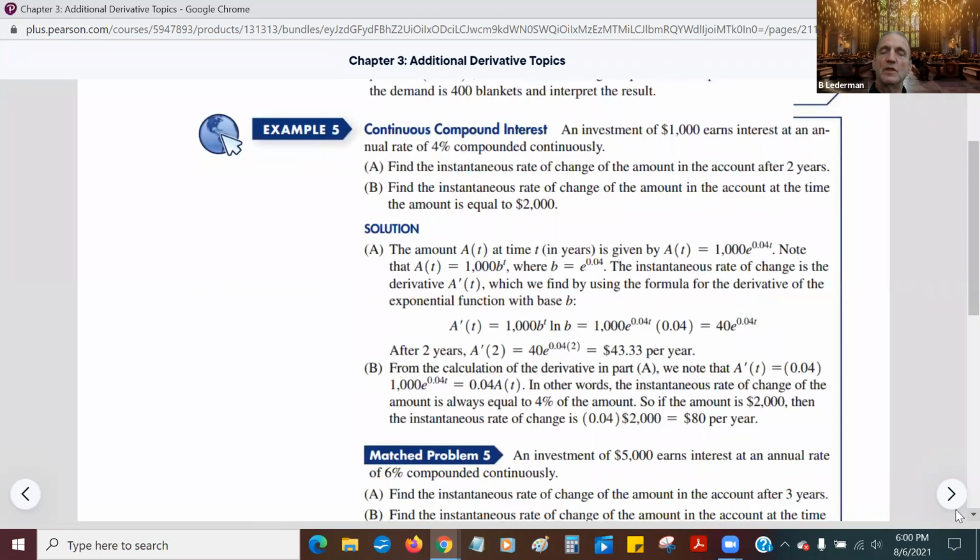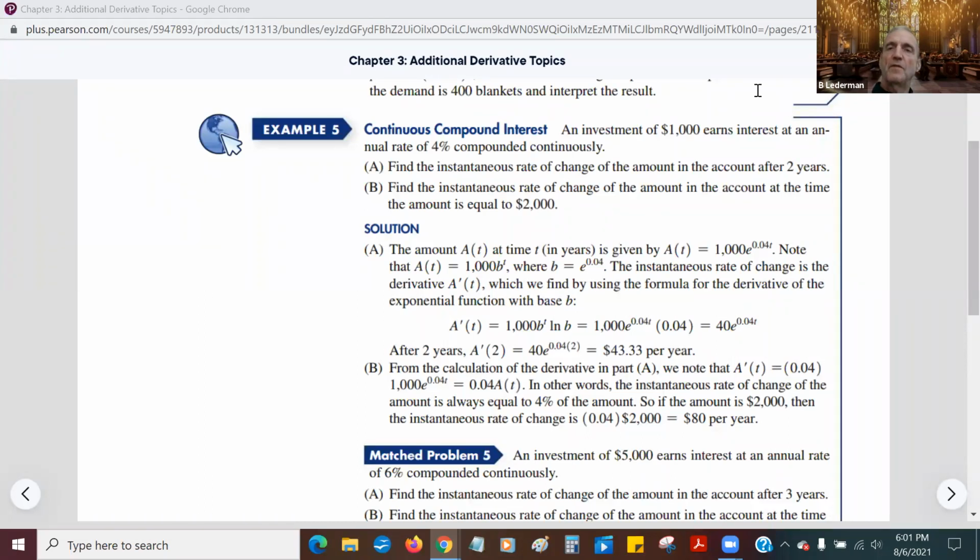Example 5, continuous compound interest. An investment of $1,000 earns interest at an annual rate of 4% compounded continuously. Find the instantaneous rate of change of the amount in the account after 2 years, and find the instantaneous rate of change of the amount in the account at the time the amount is equal to $2,000.